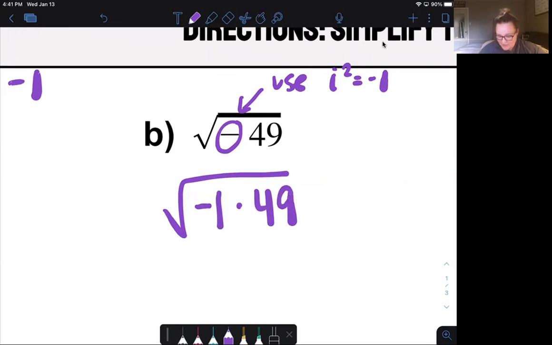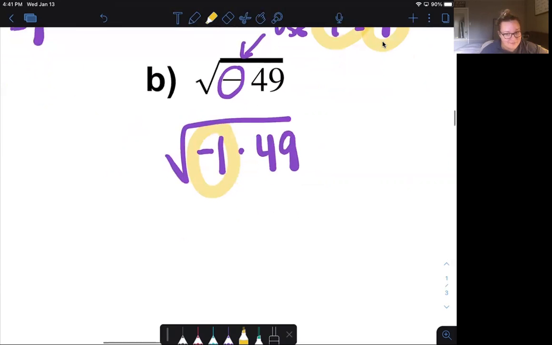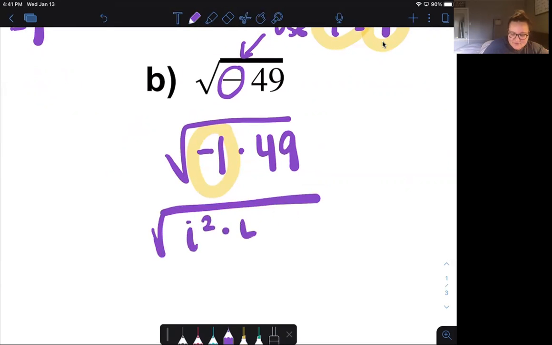Yeah. And then check it out. I've got a -1 here. What can I replace -1 with? i squared. So then I can rewrite this as i squared times 49. Now you simplify this radical from there. Go ahead and press pause and then press play when you're ready to check your work.